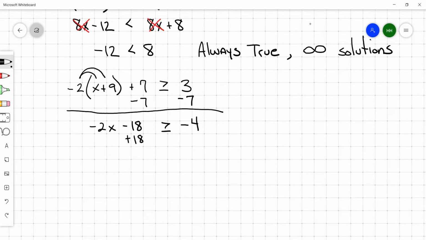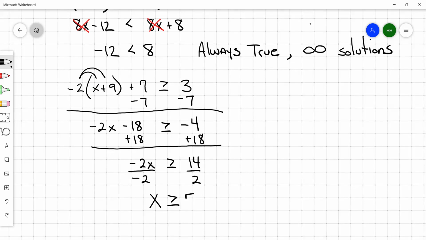Going to add 18 to each side. Our -2x is greater than or equal to -4 plus 18 is 14. Going to divide both sides by -2. And our x is greater than or equal to 7. Now, if our x is greater than or equal to 7, is this inequality always, sometimes, or never true? This is sometimes, right? And when are those sometimes? When x is greater than or equal to 7, isn't this inequality true?